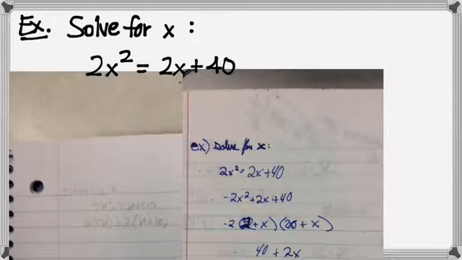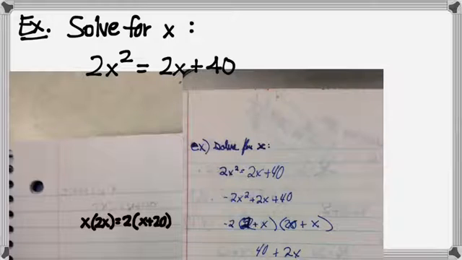So the first one is the one on the left here. And the approach that was taken here, 2x squared equals 2x plus 40, is to factor the expression on the left-hand side and to factor the expression on the right-hand side. Okay. So on the right-hand side, we factored out a 2 and got x plus 20. On the left-hand side, it looks like we factored out an x and then had a 2x on the inside.